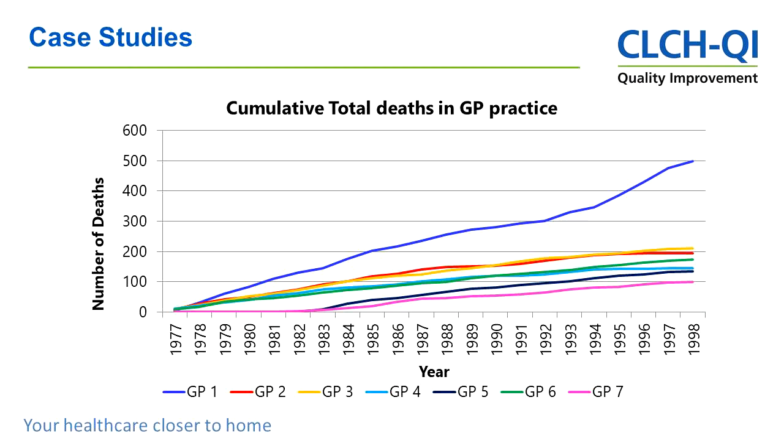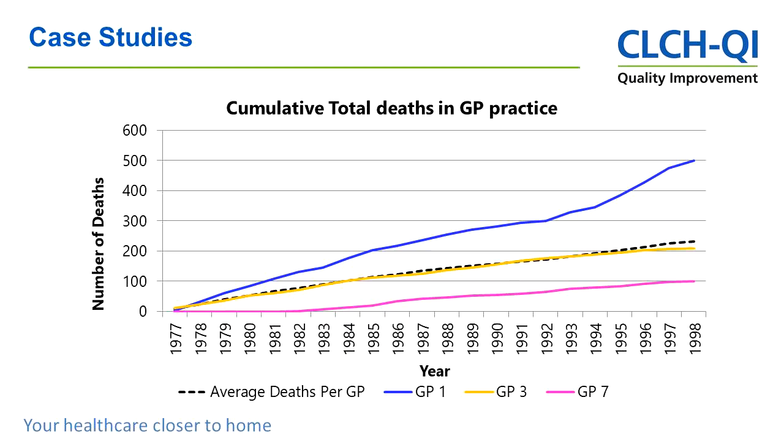Now, that was quite a messy graph with 7 different GPs on it, so I find it helpful to focus on a few. In this case, I've chosen GP1, the highest, GP7, the lowest, and GP3, because they are pretty much on average with the average value there. So the average is shown as a dotted line. This is the cumulative total, so this is adding the number of deaths year on year on year.